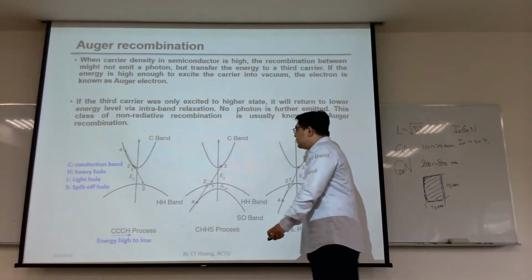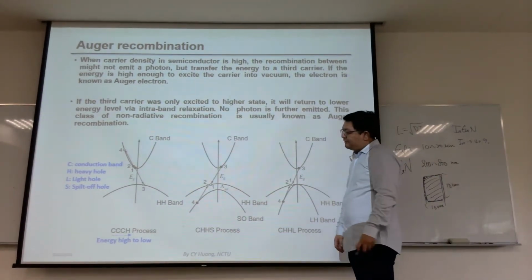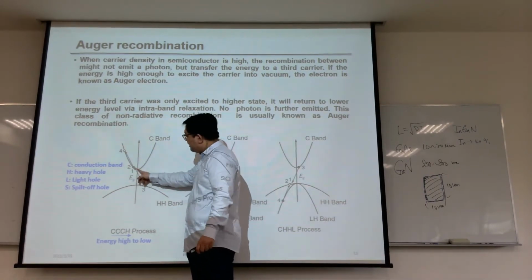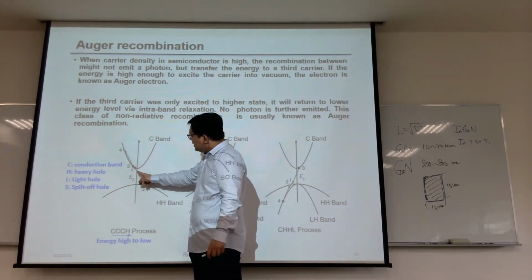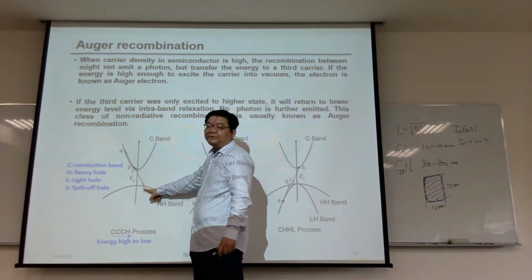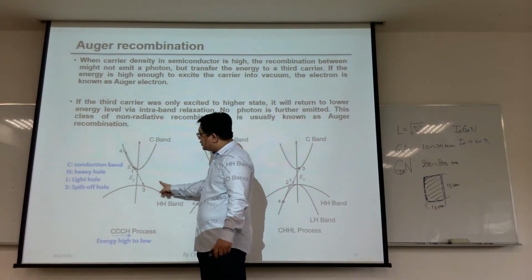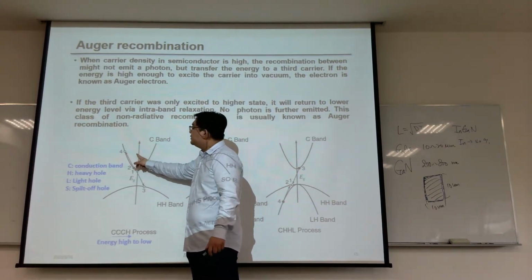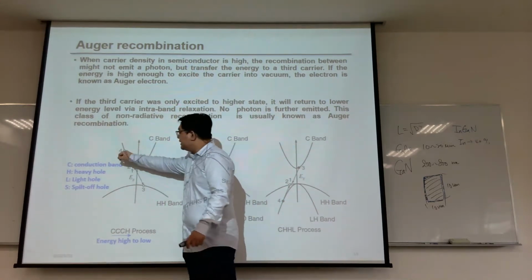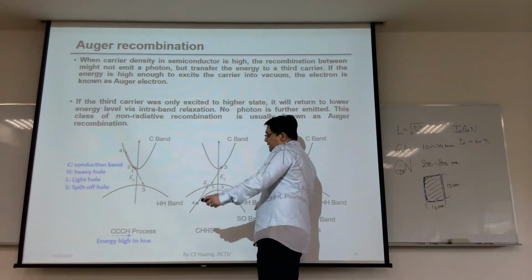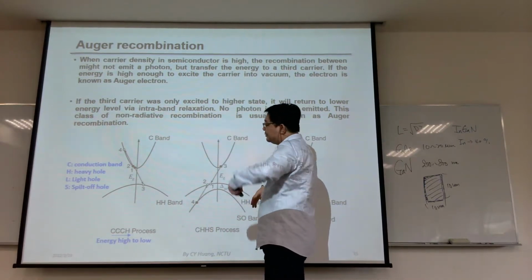And according to the mechanism, we can further name it with 4 letters, because there will be 4 states. For example, for this one, electron 1 combines with hole number 3, and the energy is transferred to electron number 2, which is excited to level number 4. So it will include 4 states. And we can name it from high to low.